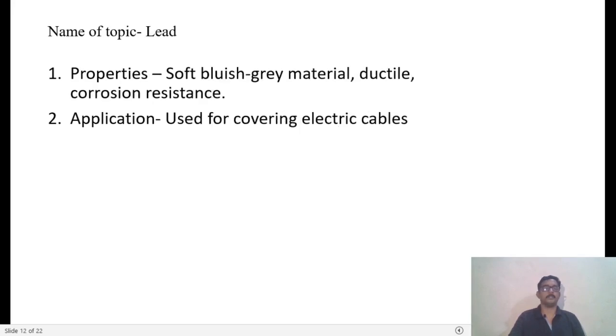Lead. It is a soft bluish gray material, ductile, and corrosion resistant. It is used for covering electrical cables.